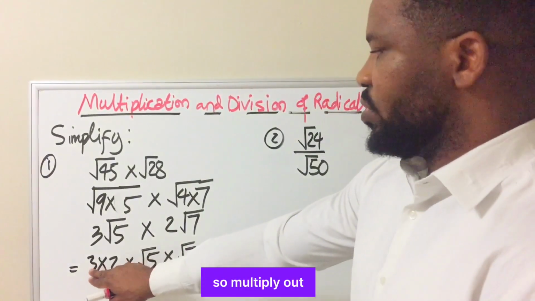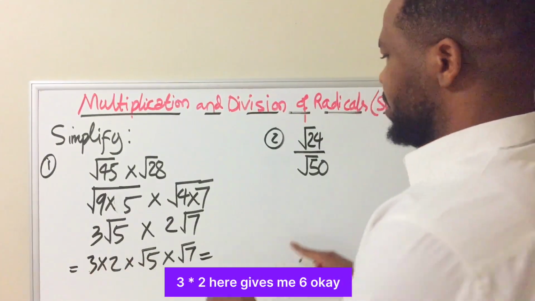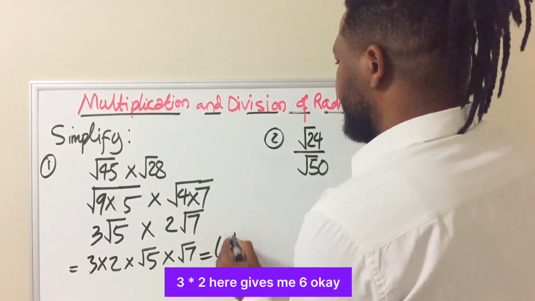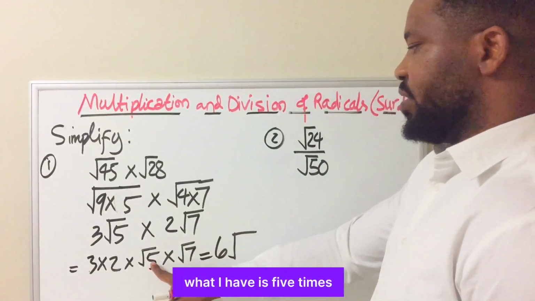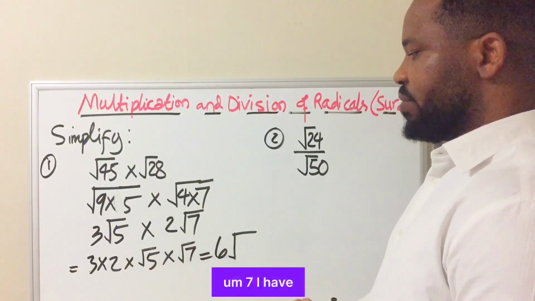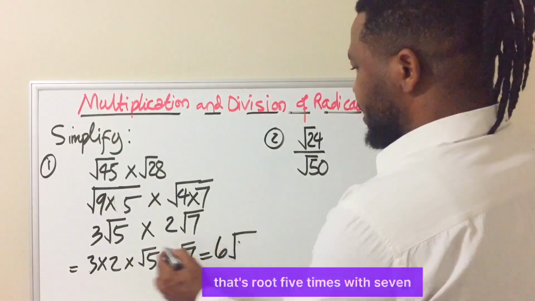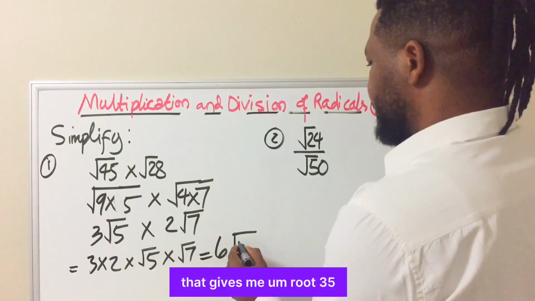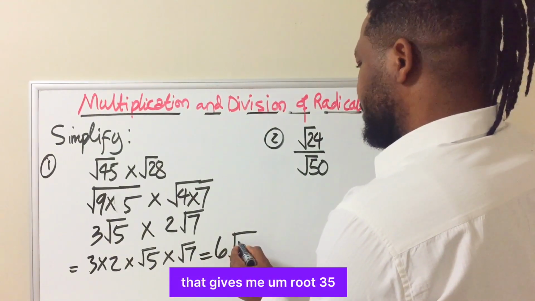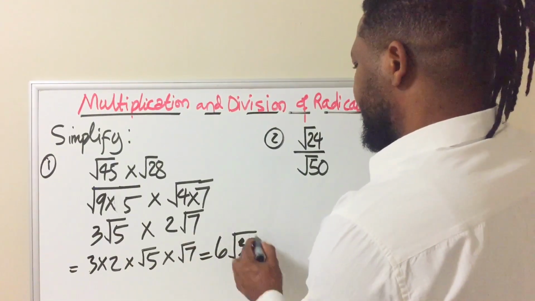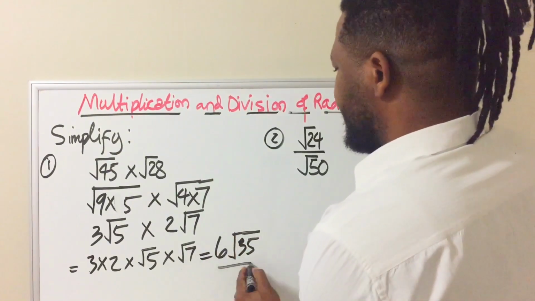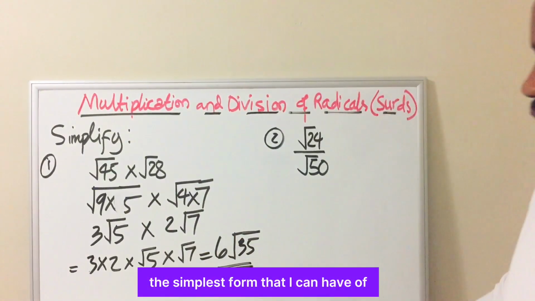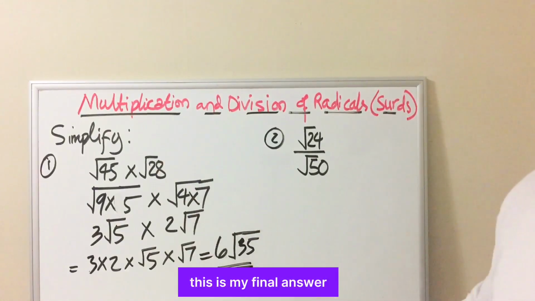So we multiply out: 3 times 2 gives me 6. And of course what I have here is root 5 times root 7, that gives me root 35. And I think this is the simplest form that I can have of this. So that's my final answer.